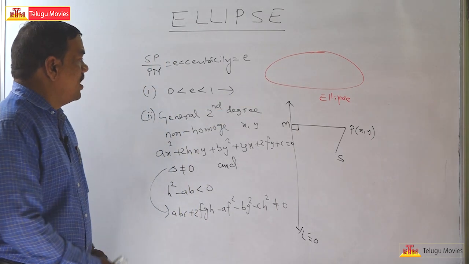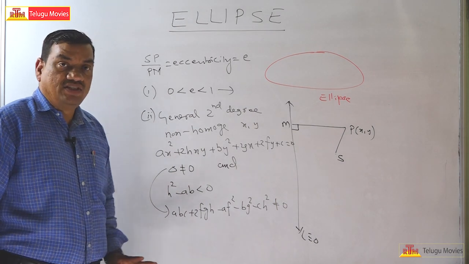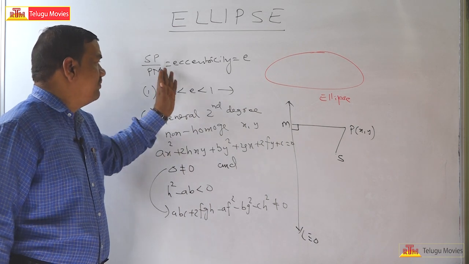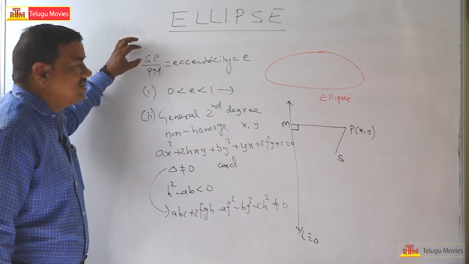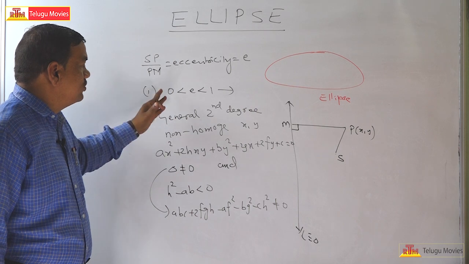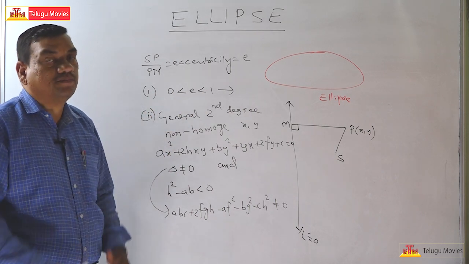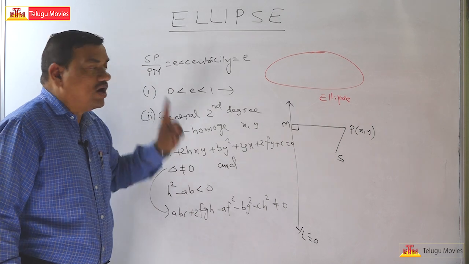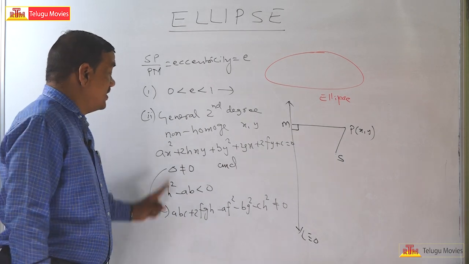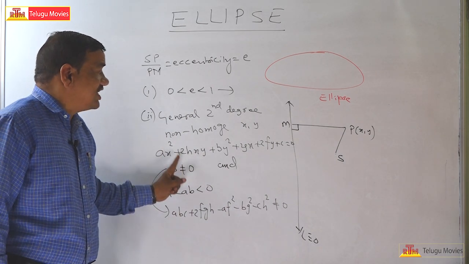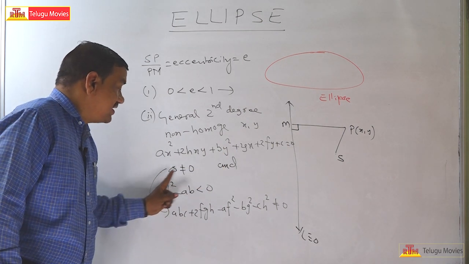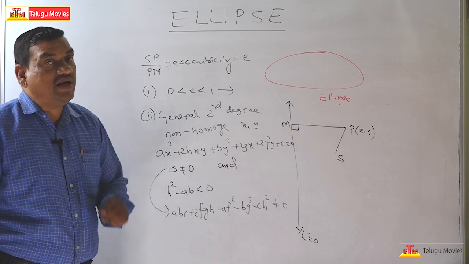The first thing to learn from this is that the eccentricity is less than 1, and of course greater than 0, a positive value. Why? Because eccentricity is the ratio of two distances, and distance is always a positive quantity. Therefore 0 < e < 1. So remember: the eccentricity of an ellipse is less than 1, and a general second degree non-homogeneous equation represents an ellipse if and only if delta ≠ 0 and h² − ab < 0.